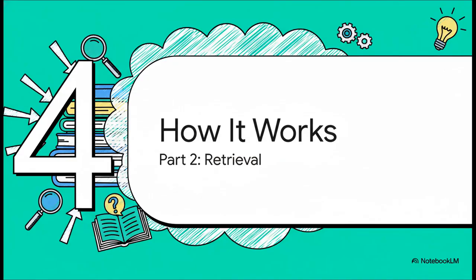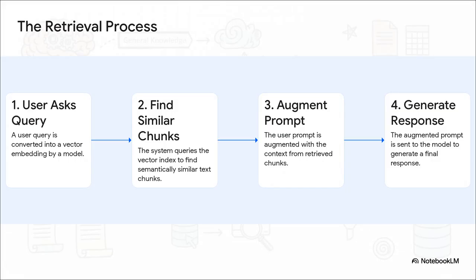Okay, so we've fed our data into the system and turned it all into these searchable vectors. Now for part two, retrieval. This is what happens the instant you ask a question. So when you ask a question, the system does the exact same thing to your question. It turns it into a vector.